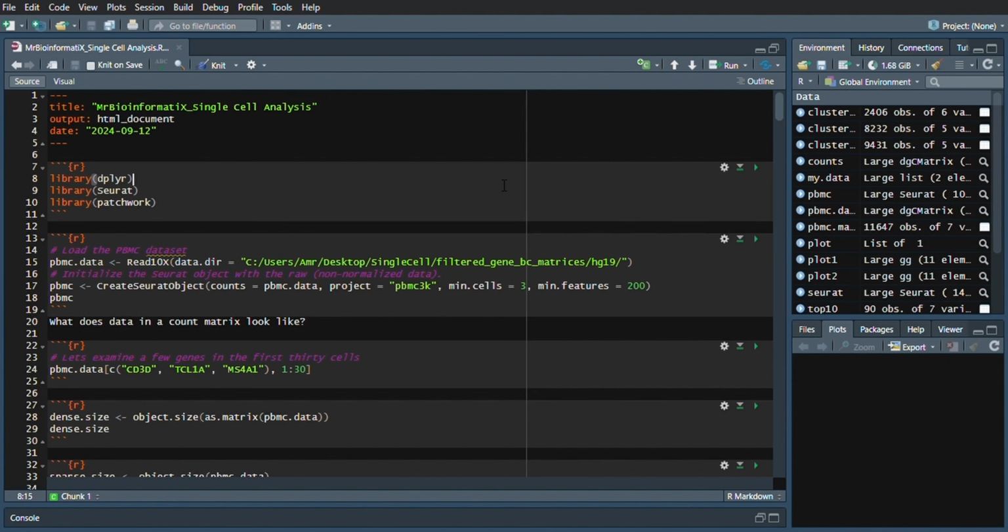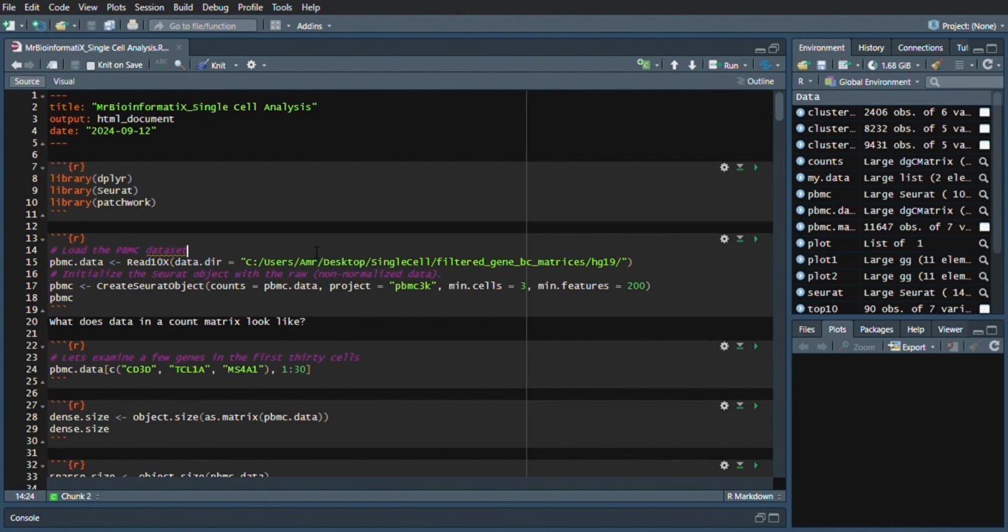We use dplyr for data manipulation tasks like filtering, selecting, and summarizing data. And we use Seurat for performing the single-cell RNA sequencing analysis workflow. And we use Patchwork for combining multiple ggplot2-based plots into a single plot. In single-cell RNA sequencing analysis, we frequently generate visualizations like violin plots and scatter plots.